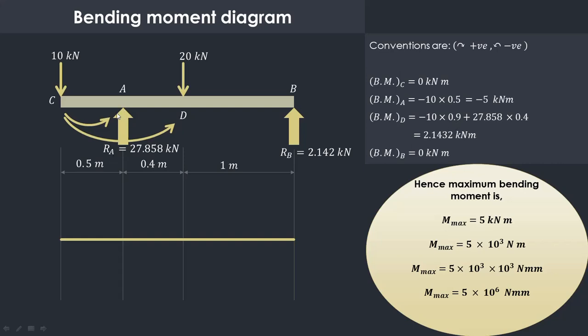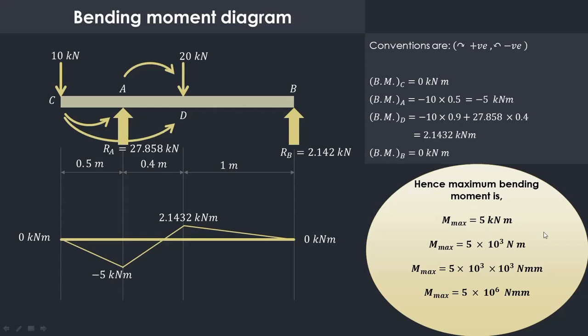This RA, which is acting in the upward direction, will produce clockwise moment about D. So 27.858 into the perpendicular distance between A and D, which is 0.4 meter. So 27.858 into 0.4 will give us the value of 2.1432 kilonewton meter. Using this, we have to draw the bending moment diagram. Now, as you can see over here, the maximum value of the bending moment is minus 5 kilonewton meter. Neglecting the sign, we'll take into consideration the maximum bending moment as 5 kilonewton meter.